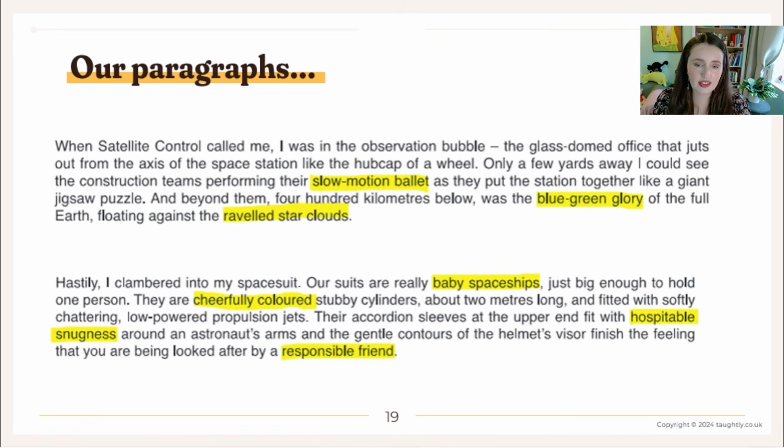Their accordion sleeves at the upper end fit with hospitable snugness around an astronaut's arms, and the gentle contours of the helmet's visor finish the feeling that you are being looked after by a responsible friend.